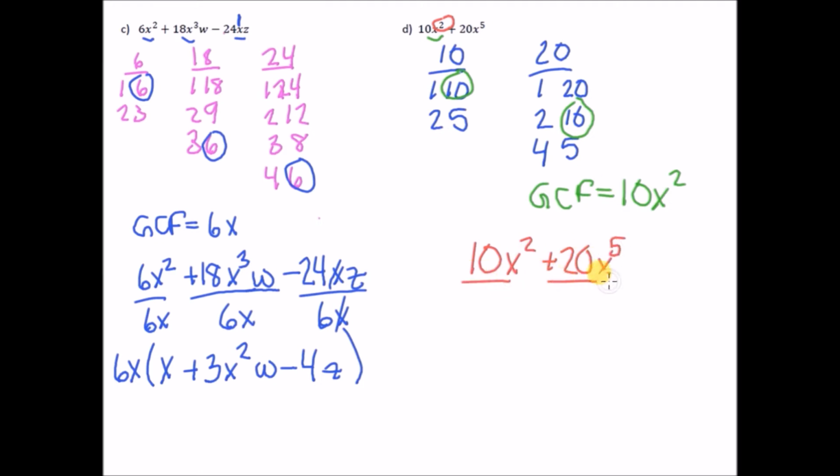And we're going to divide both terms by 10x squared. Okay, don't let this fool you. 10x squared divided by 10x squared does not go to 0. These cancel and go to 1. Okay, so let's write 10x squared as our factor. 1 plus 20 divided by 10 is 2. x to the 5 divided by x squared is x to the exponent 3.